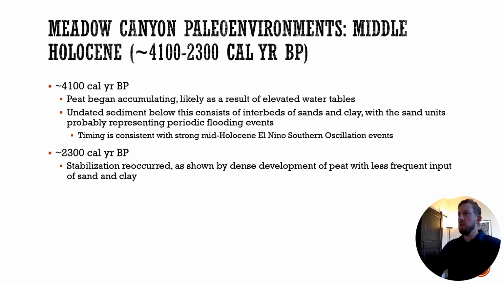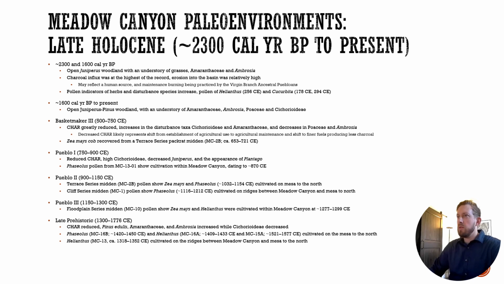On to Meadow Canyon. During the Middle Holocene, peat began accumulating around 4,100 cal-year BP, and around 2,300 cal-year BP stabilization reoccurred. For the late Holocene, from 2,300 to 1,600 cal-year BP, an open juniper woodland with an understory of grasses, amaranth, and ambrosia occurred. Charcoal influx was at its highest during the record, and erosion into the basin was relatively high.